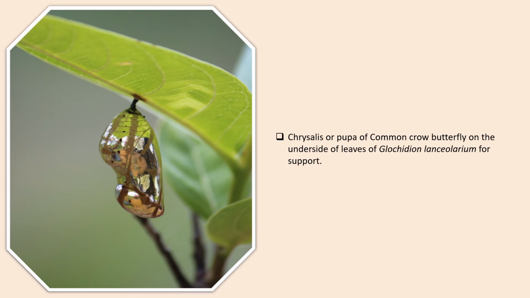Here we can find the chrysalis or pupa of the common crow butterfly on the underside of the leaves of Clostridium lancellarium for support. It's also a type of interaction which is important for the continuation of the life cycle of this particular butterfly. So it can be an example of commensalism where the common crow butterfly is getting benefited without causing any harm or benefit to the plant.